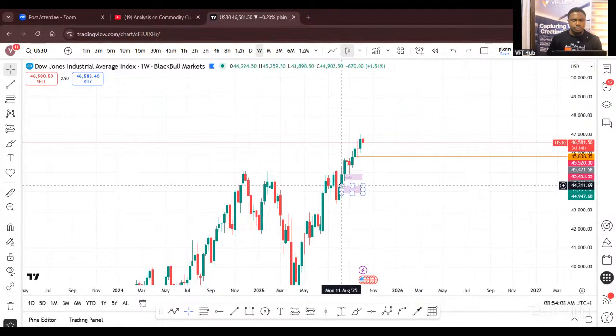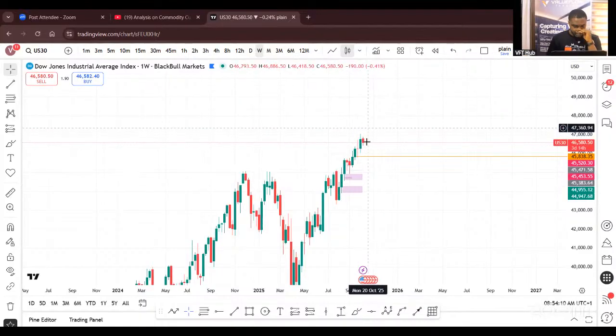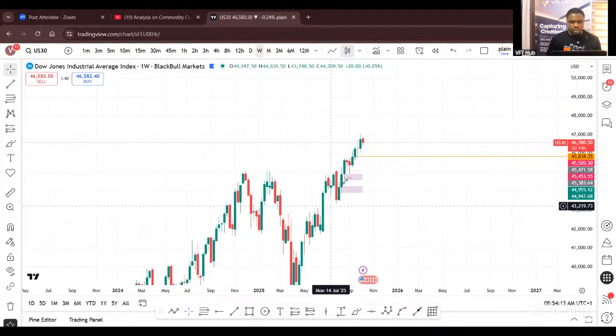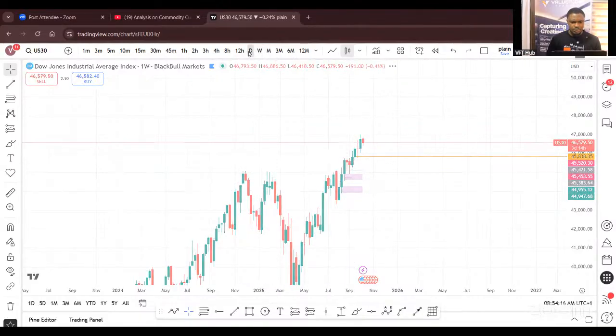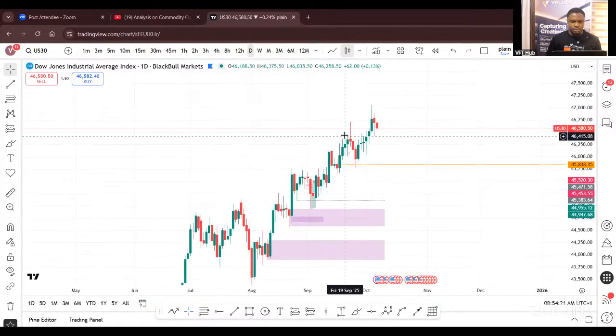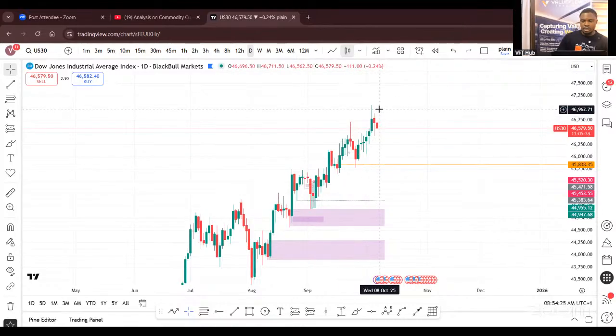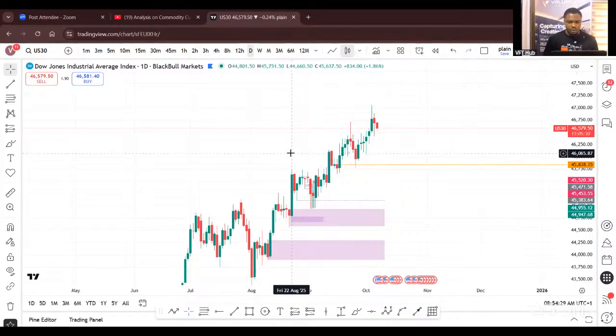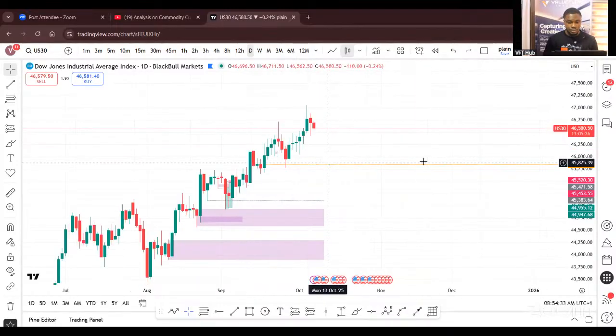So we see price pushing to the upside. This is on the weekly time frame. We've seen price pushing to the upside strongly. Let me put it on daily. We've seen price pushing strongly to the upside. Last week had a massive rally to the upside. And what we have on the higher time frame is still very much bullish.